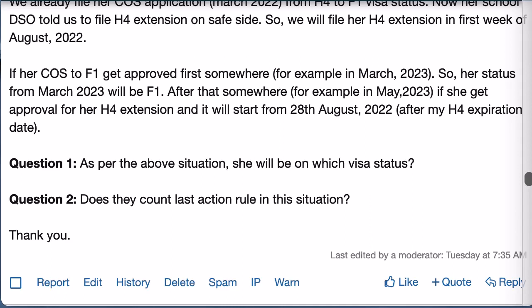But my question is, if my F1 gets approved first and later my H4 is approved, my valid status date for the H4 extension will start from August, and the F1 will be later, on the day it is approved. So it's difficult. I think you are back on H4. That's what I think.